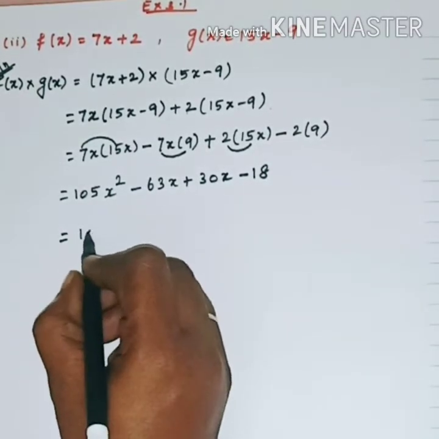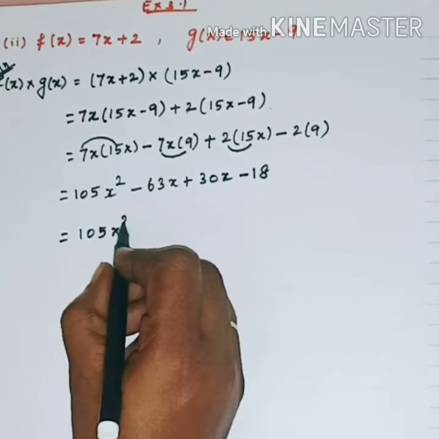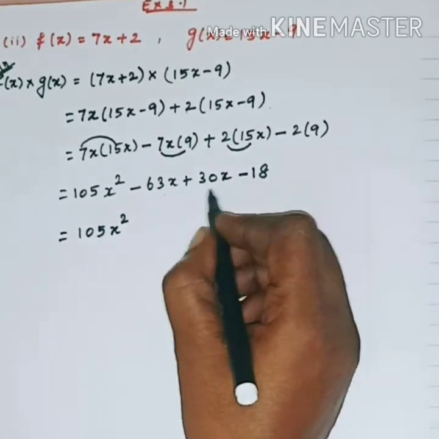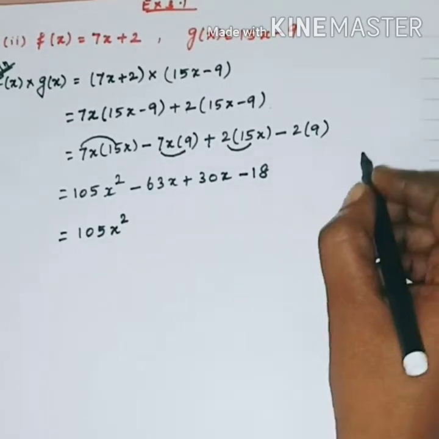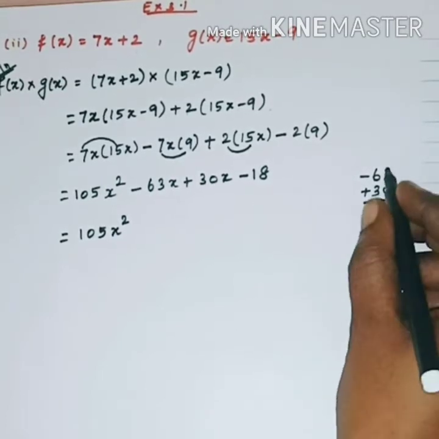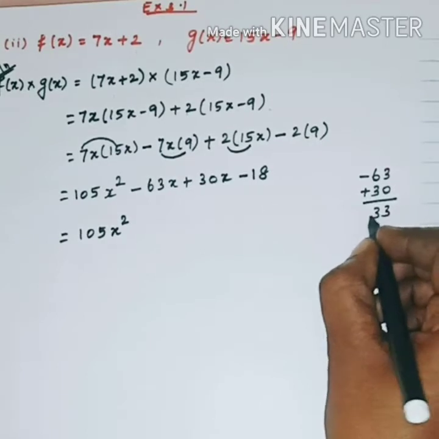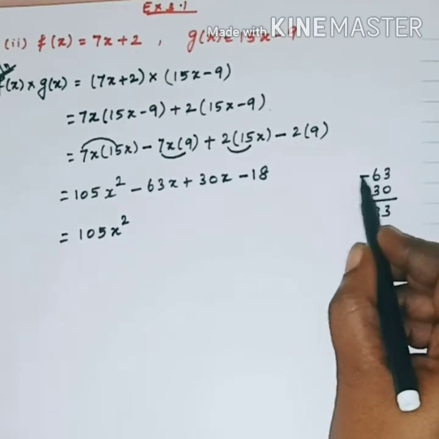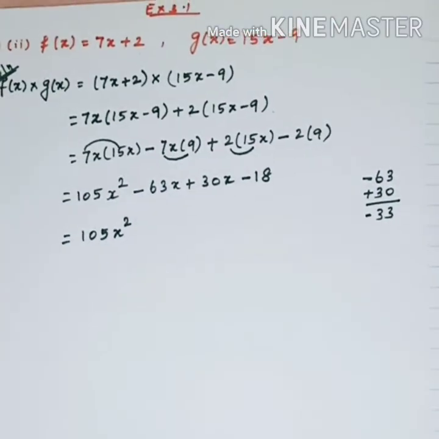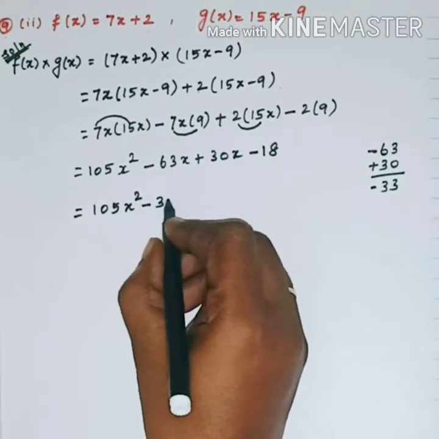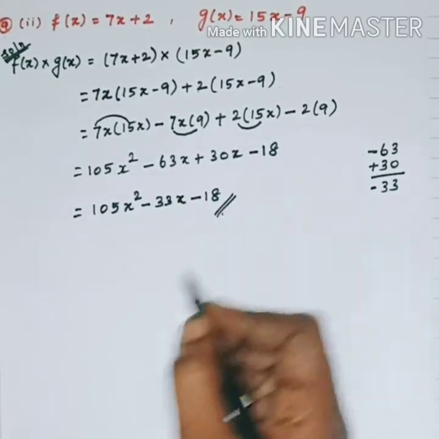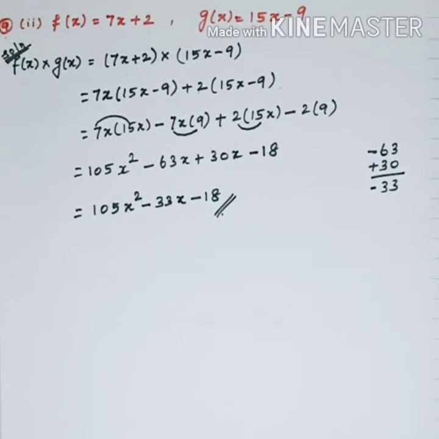Now we have to combine the like terms together. 105x square minus 63x plus 30x. These two are like terms here. So minus 63 plus 30. Subtracting these two we get 33. The sign of the bigger number is negative, so put the minus symbol here. So minus 33x. The constant term is minus 18. So this is the answer for this ninth sum.